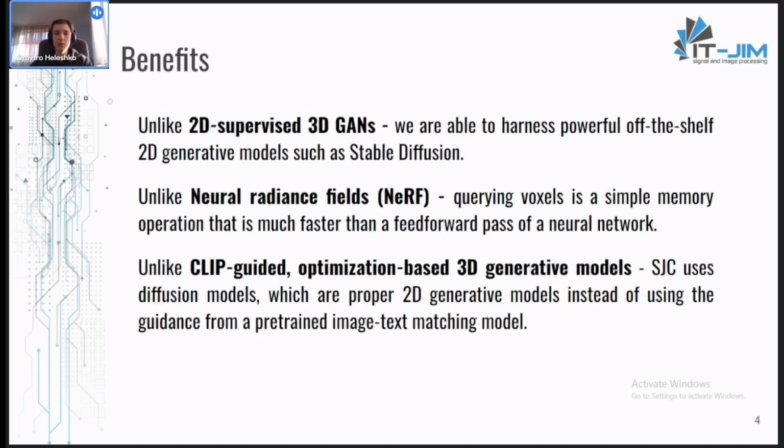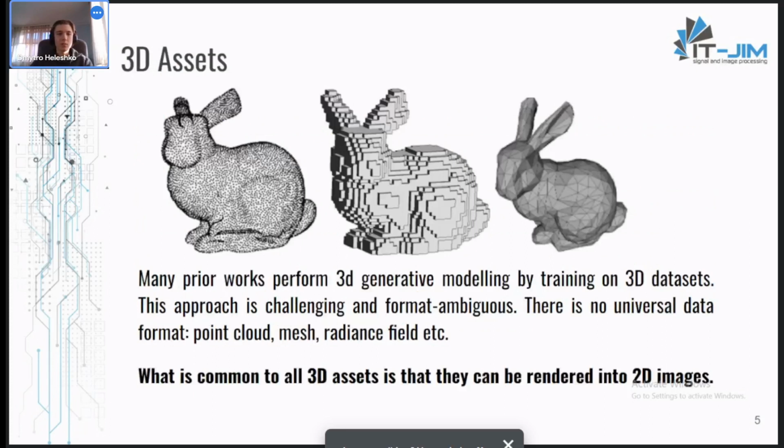And unlike clip-guided, it does not require guidance from a pre-trained image-to-text model, and instead it uses a more proper 2D generative model, which is an image diffusion model. Many prior works perform 3D generative modeling by training on 3D datasets, and this approach is challenging and format ambiguous because there is no universal format. There are point clouds, there are meshes, radiance fields, and so on. What is common to all of those 3D assets is that they can be rendered in 2D.